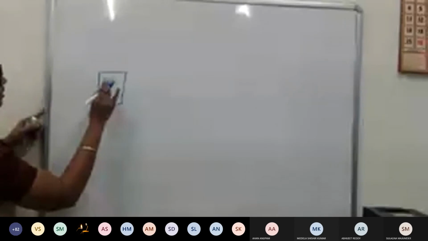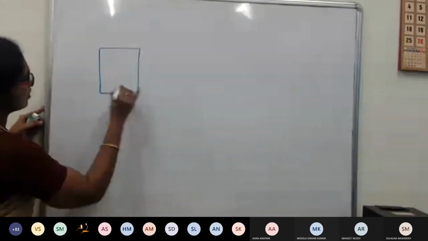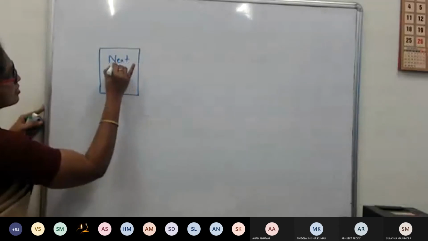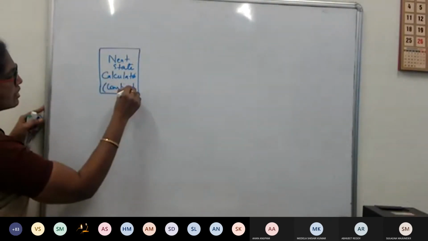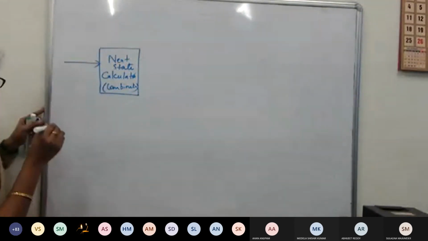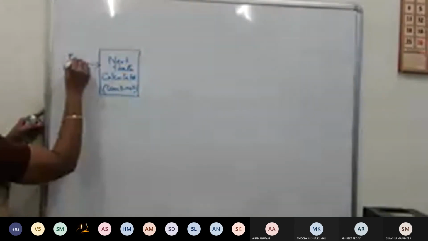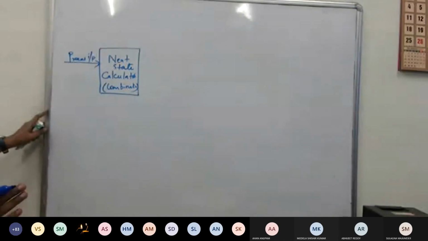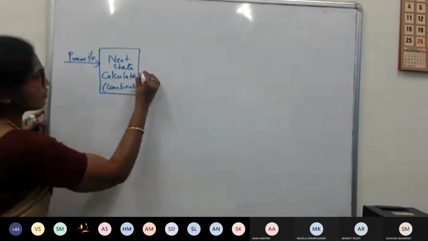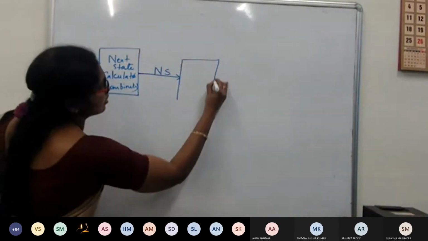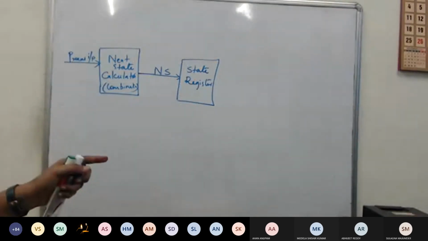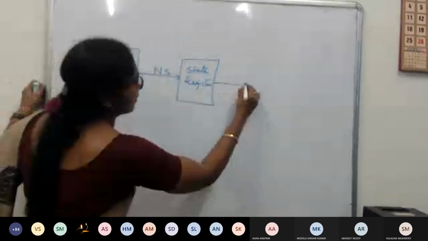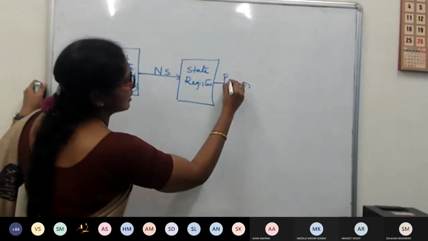I will call this the next state calculator. Just simply a combinational circuit inside. It takes an input which we call the present input. It will calculate the next state where it has to go. Then it will send it to a next state register. The next state register will again set up the state, because once it goes to the next state, that becomes the present state.